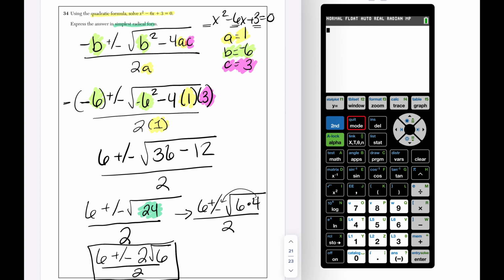Now, if you wanted to go further and you do 6 plus 2 square root 6, I still can't simplify that anymore. Like, I can't add those two. And so I can't do that, and then I can't divide it. And if you wrote 6 minus, same thing. So I can leave this as my final answer.